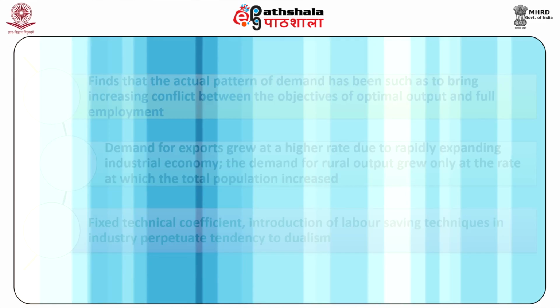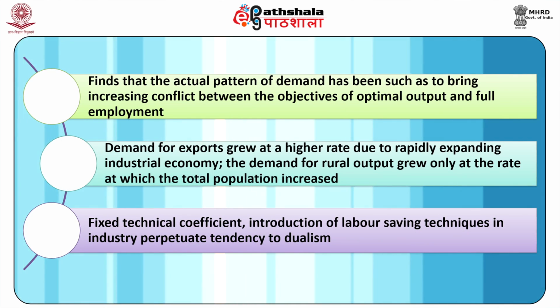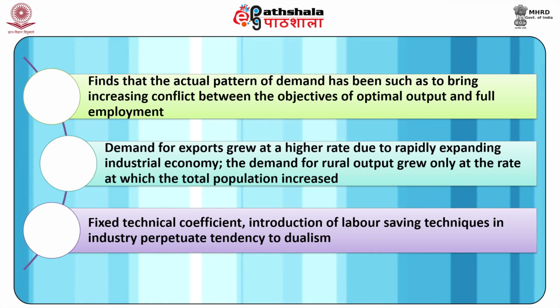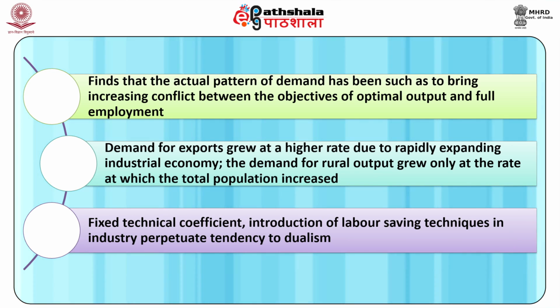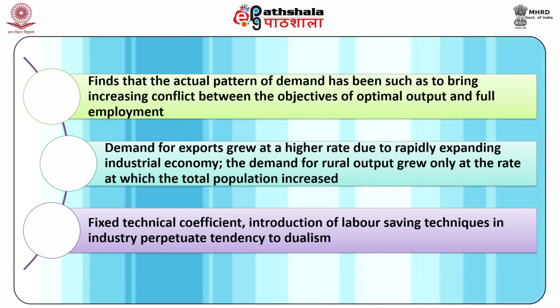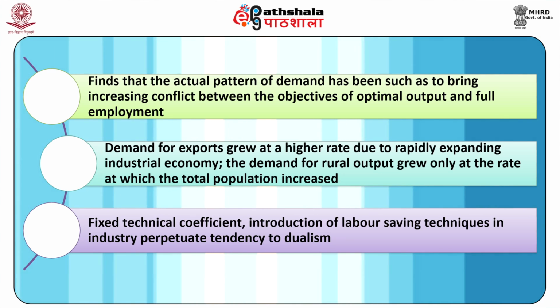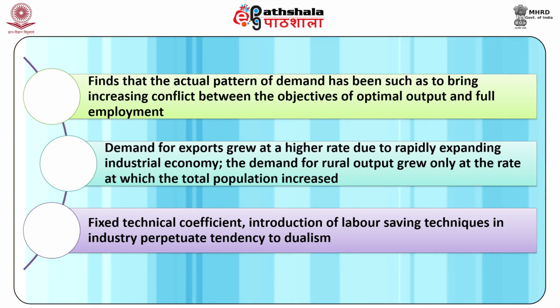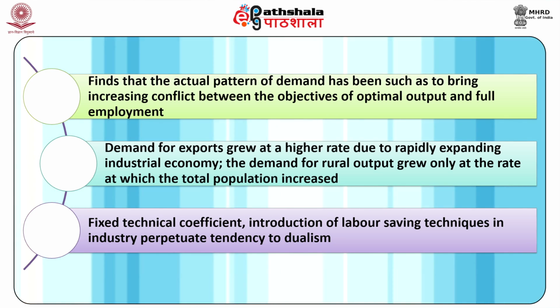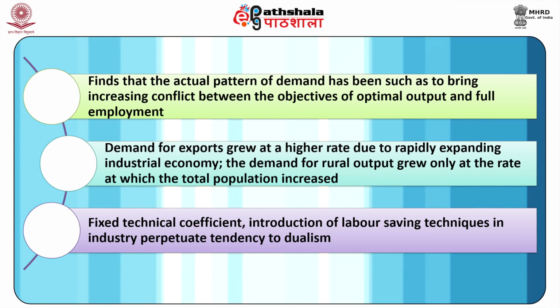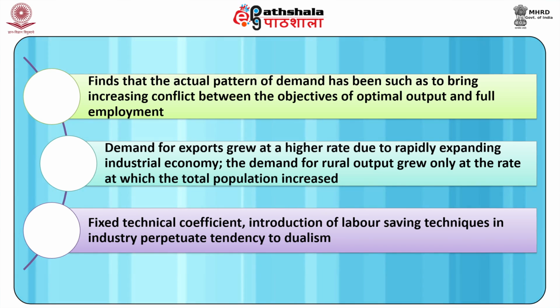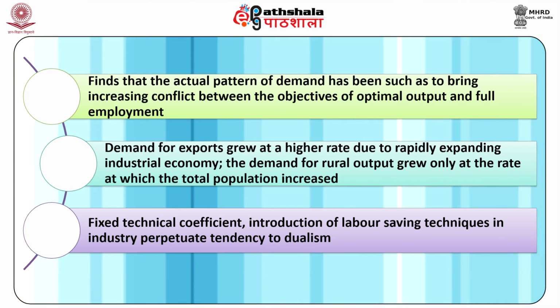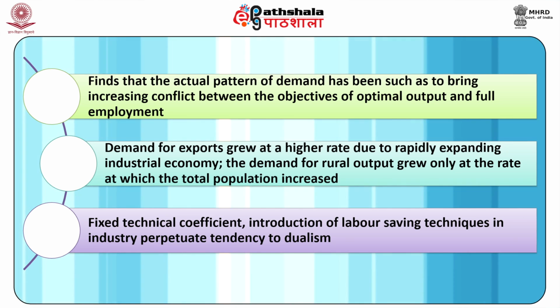According to Higgins, technological dualism is more fruitful than the concept of social dualism because he finds that the actual pattern of demand has been such as to bring increasing conflict between the objectives of optimal output and full employment. The demand for exports grew at a higher rate due to the rapidly expanding industrial economy, whereas the demand for rural output grew only at the rate at which the total population increased. Because the advanced sector has fixed technical coefficients, it introduces labor-saving techniques. This type of industry perpetuates the tendency to dualism.